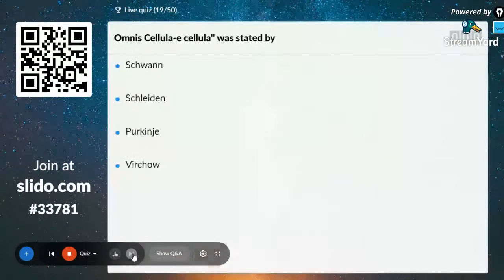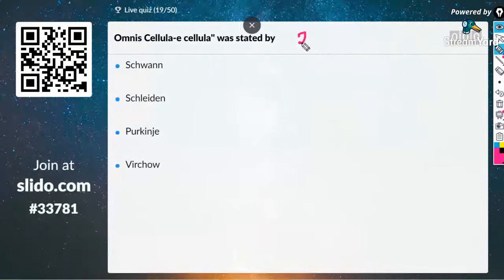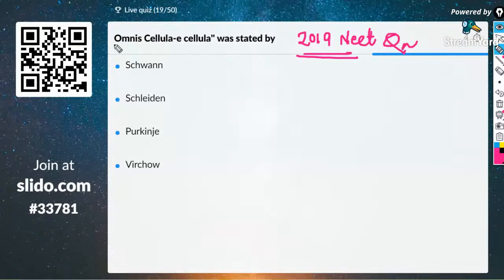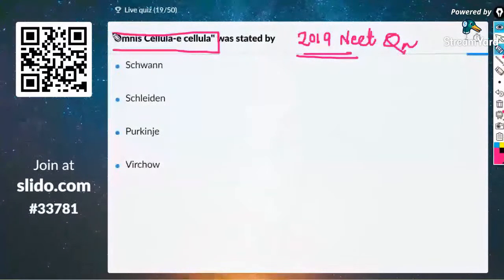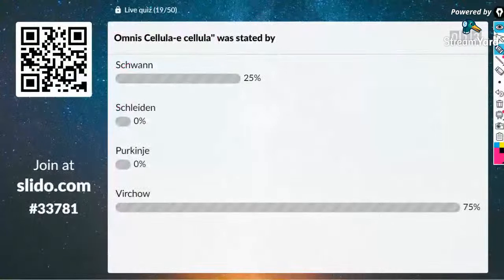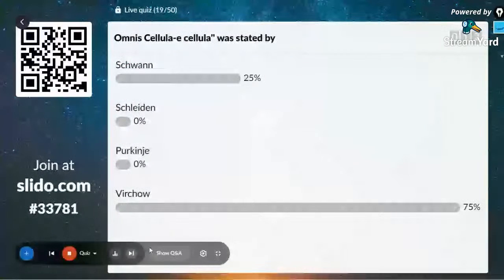Very important, very important. 2019 NEET question. Omnis cellula e cellula was stated by which of the following? Schwann, Schleiden, Purkinje, Virchow. Guys, it is not Schwann, it is Rudolf Virchow. Next question on the screen.